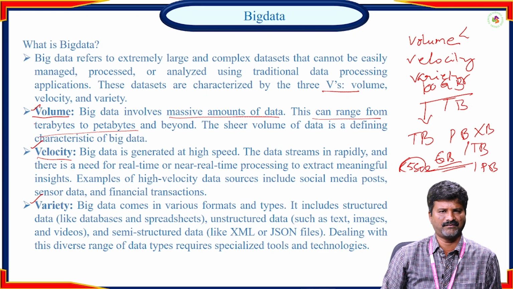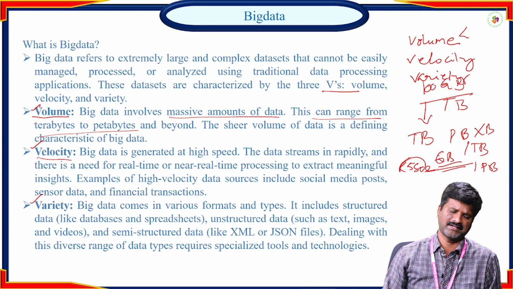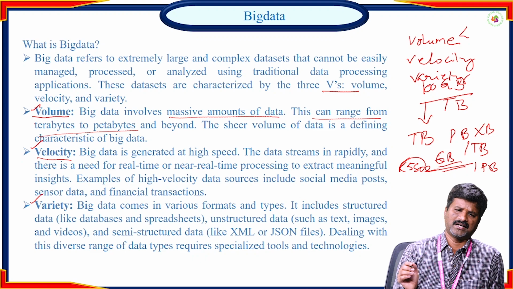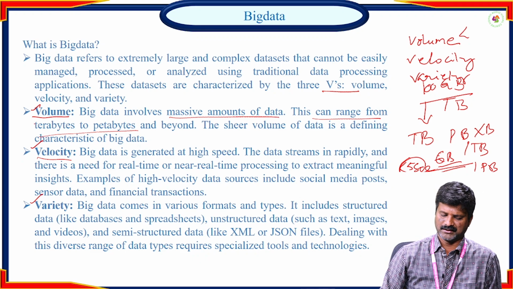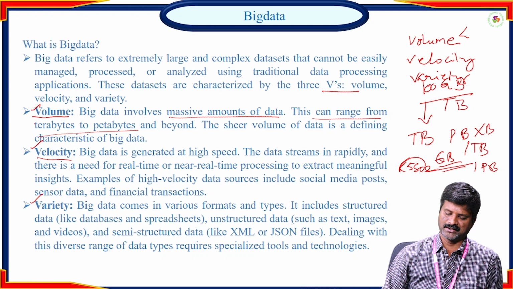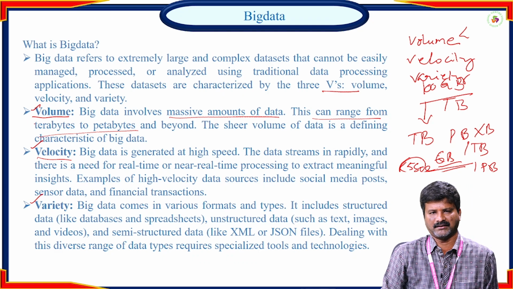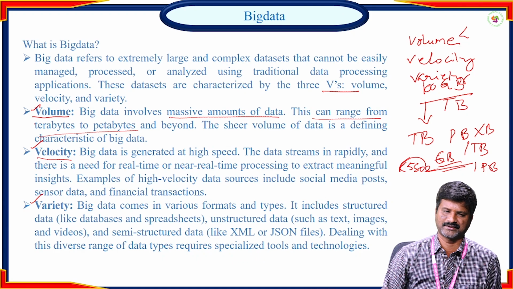Every second, every 2 minutes, every 1 minute or less than that. Whenever you are calling less than 5 seconds or 1 second, that comes under velocity. Big data is generated with high speed, not a bunch of data or a batch of data. We are not calling that velocity.